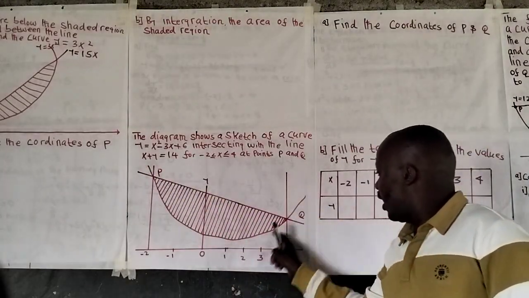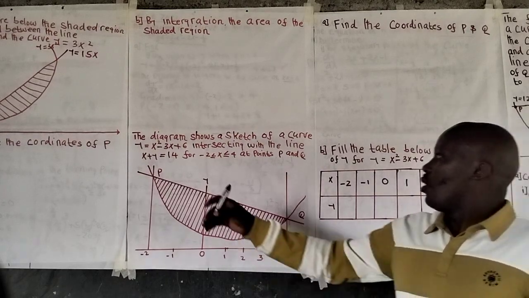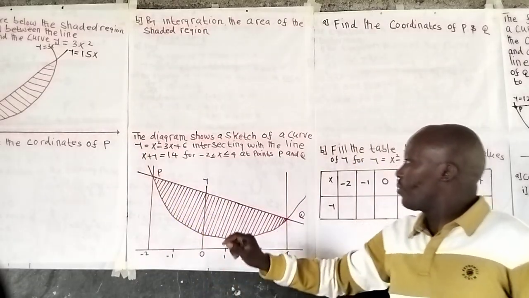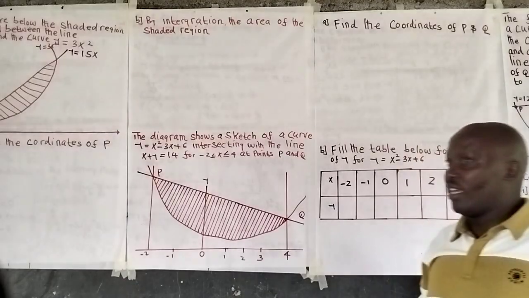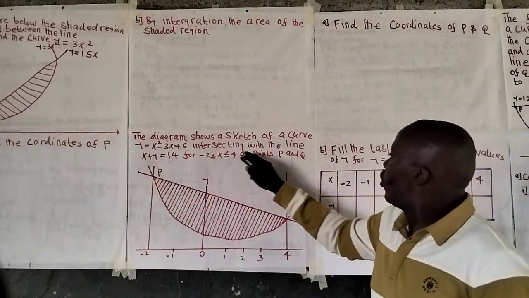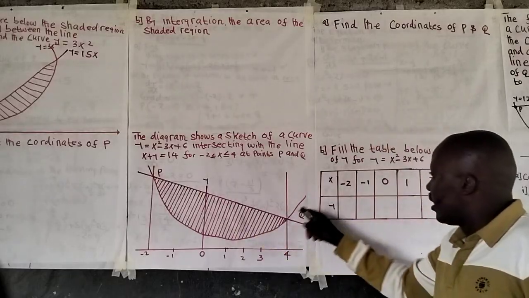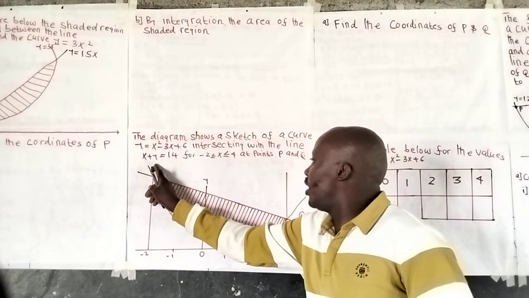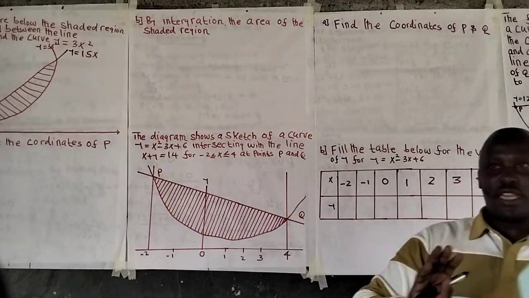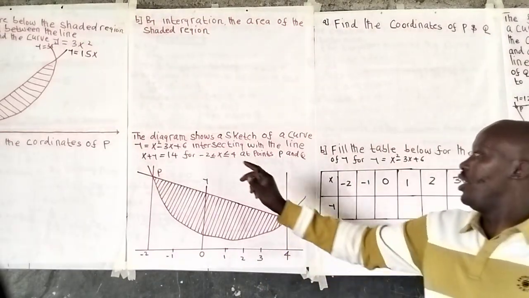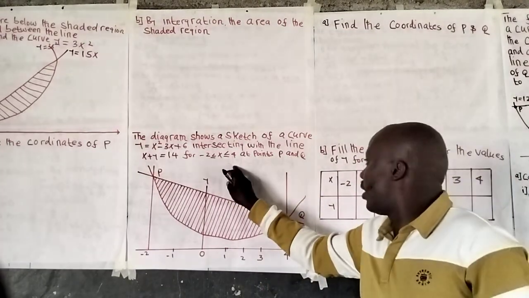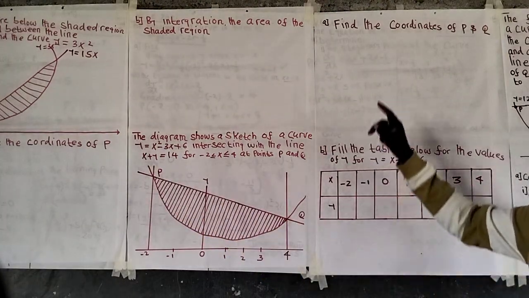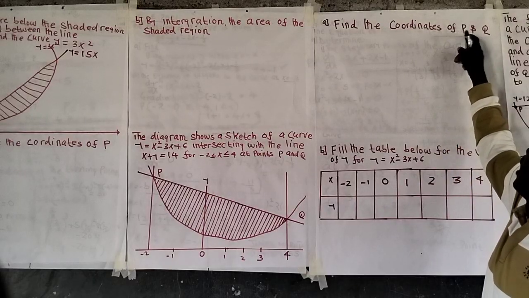The equation of that curve is y equals x squared minus 3x plus 6. It is intersecting with a line which has the equation x plus y equals 14, for the range of x between -2 and 4 at points P and Q. So the question: find the coordinates of P and Q.